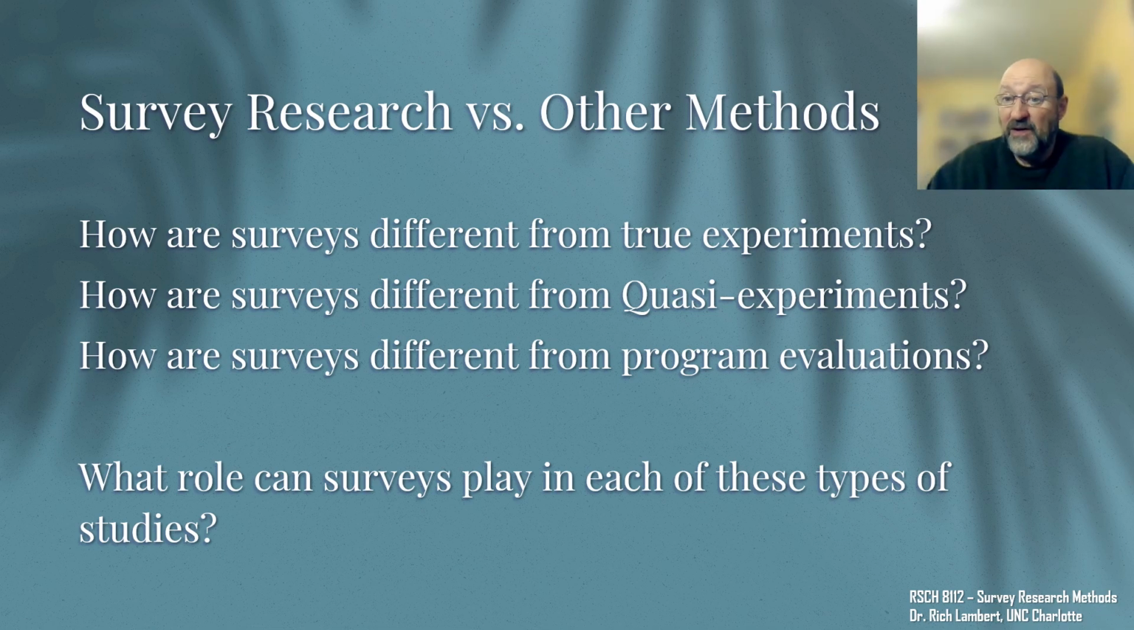But surveys, of course, can play a role in all these studies, right? In true experiments and quasi-experiments, we're often interested in, say, in an educational context, what did the teachers think of the treatment? How did they implement it? What did they think about the training? All that can be an important part of evaluating the effectiveness of some kind of treatment. Same with program evaluation. The opinions of people that experienced the program and had to deliver the program are very important to understanding how well it's working and how it's working.